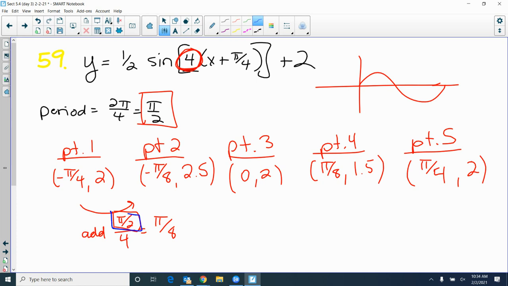Now, you always take the new period, which means this makes one cycle. It takes pi over 2 to make a cycle. Normally it takes 2 pi to make a cycle. It's going to do it in pi over 2. And so we got to cut that into fourths to get our key points. So pi over 2 divided by 4 will give me pi over 8. And then we're just going to add pi over 8 each time to those values. And so really it's just going to be split from negative pi over 4 to pi over 4.